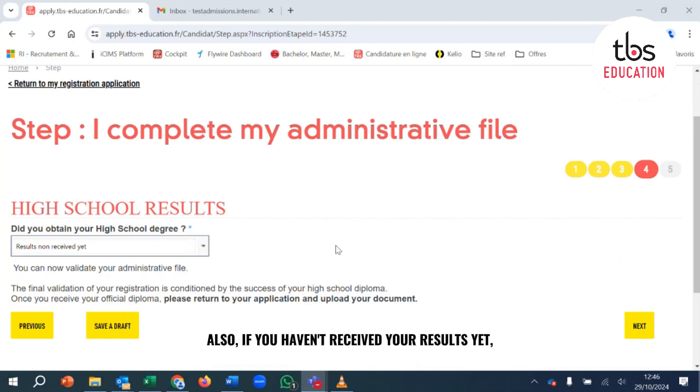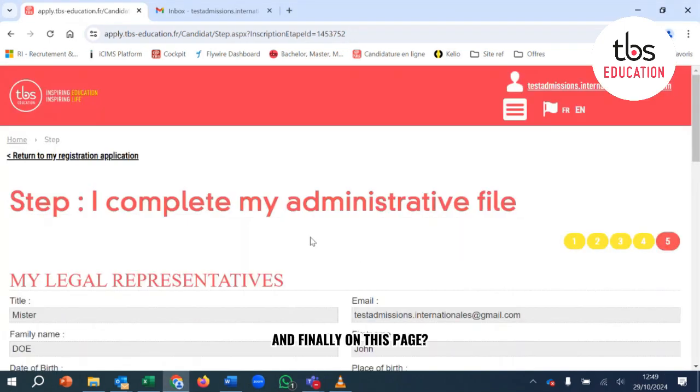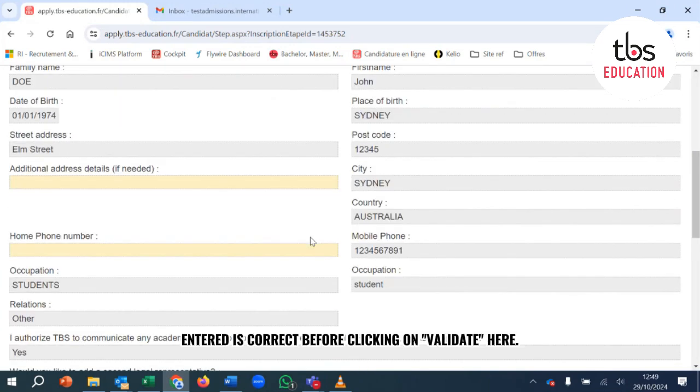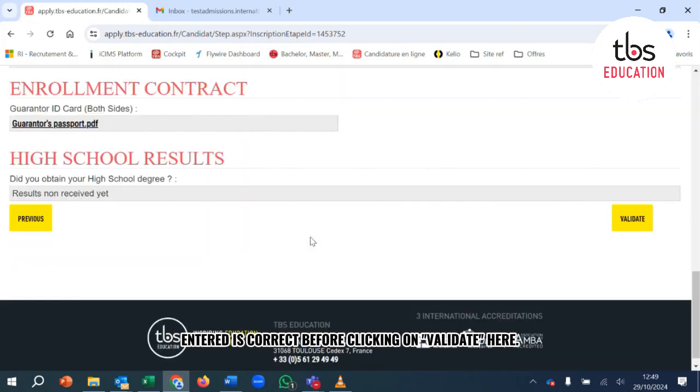Also, if you haven't received your results yet, do not worry. You simply have to select the Results Not Received Yet option. At this point, you will have until August before classes start to upload them on the platform. And finally, on this page, you simply make sure that all the information you've entered is correct before clicking on Validate here.